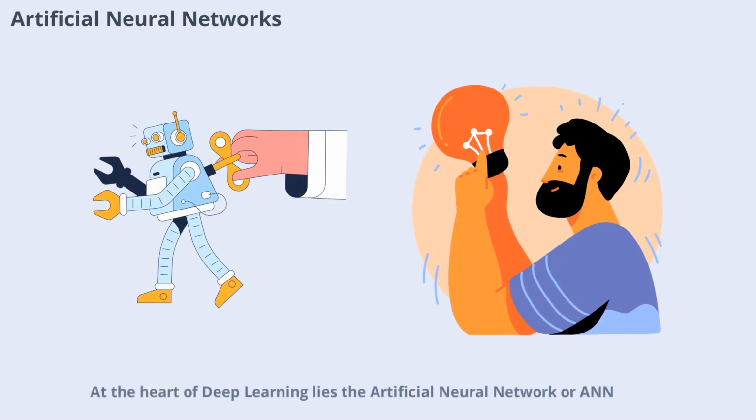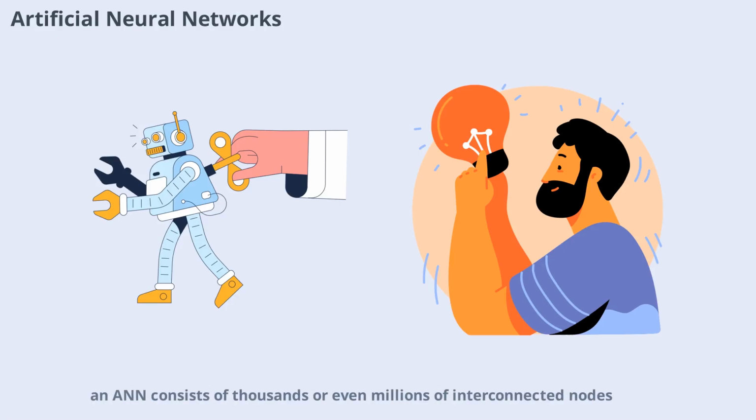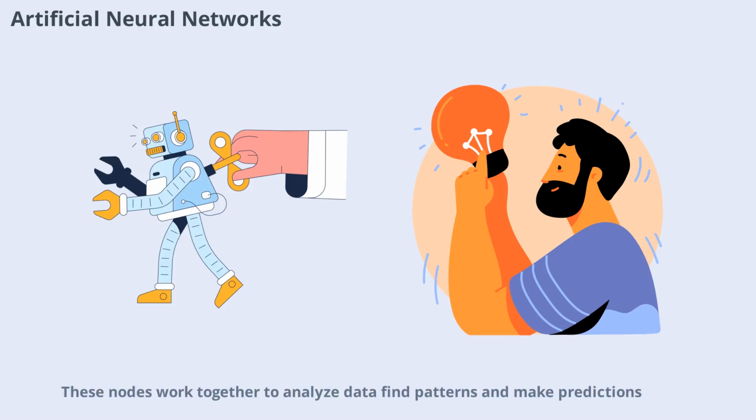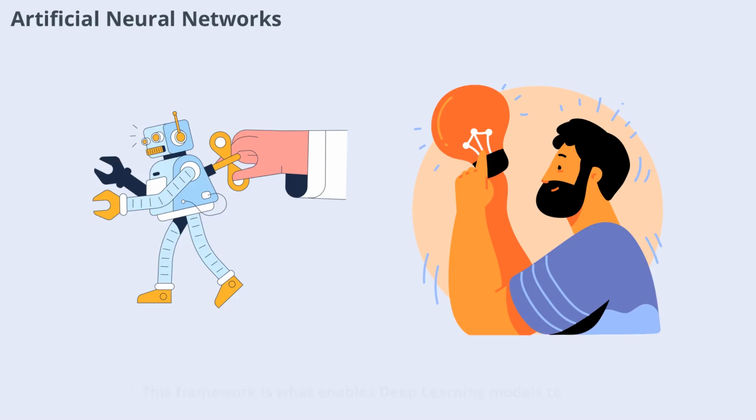At the heart of deep learning lies the artificial neural network, or ANN. Inspired by the biological structure of the human brain, an ANN consists of thousands or even millions of interconnected nodes. These nodes work together to analyze data, find patterns, and make predictions. The design allows the network to learn from experience, improving its performance as it processes more information. This framework is what enables deep learning models to tackle tasks ranging from image recognition to language translation. Next, we'll look at the basic building block of these networks, the neuron.